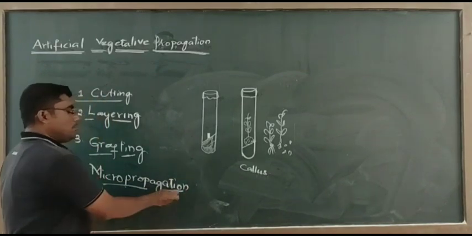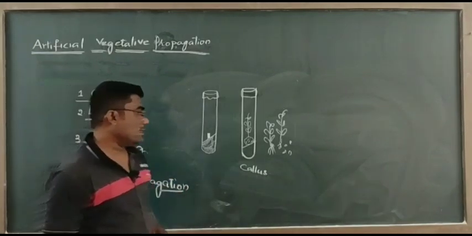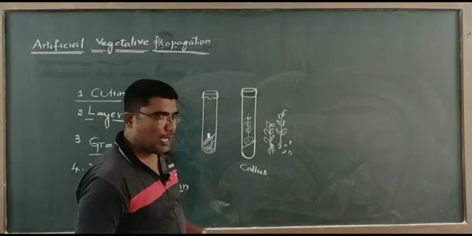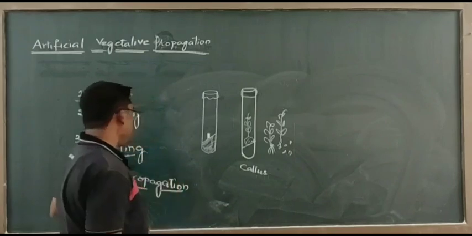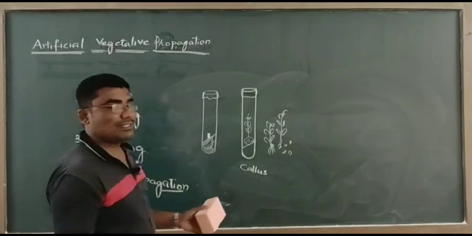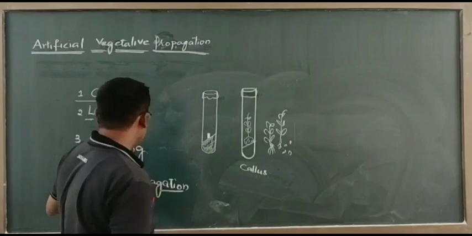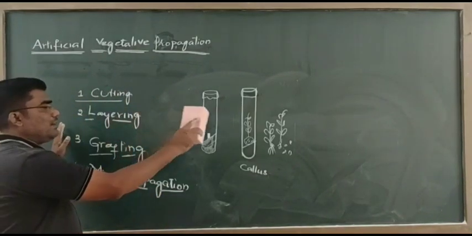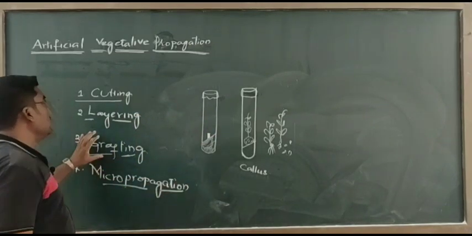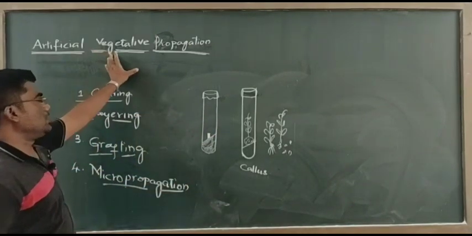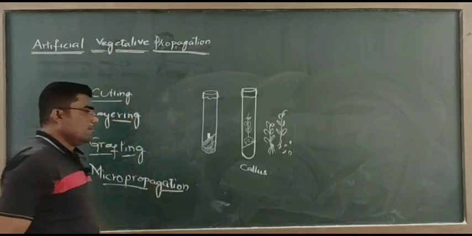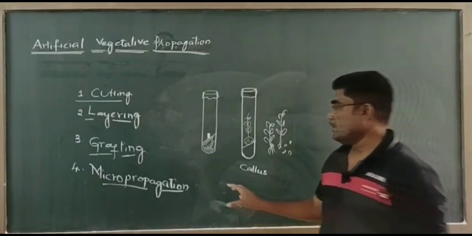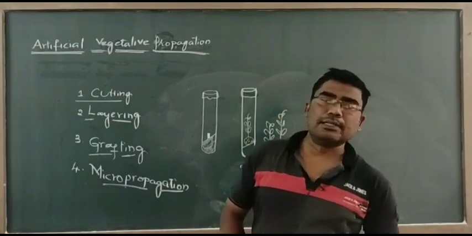Using micropropagation or plant tissue culture techniques, it is possible to produce disease free plants, it is possible to produce hybrids, and it is even helpful for the production of stress resistant plants. So like that, this is about micropropagation, and these are the different techniques that come under artificial vegetative propagation. Please remember, this is artificial vegetative propagation, and this completes the asexual reproduction.